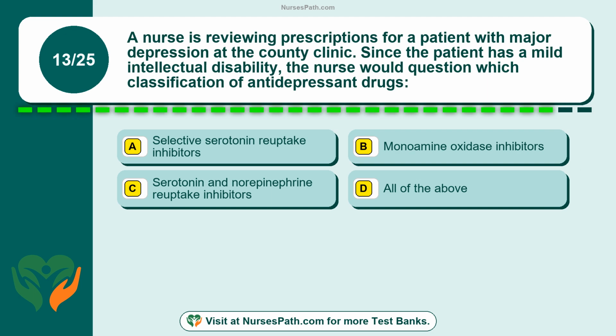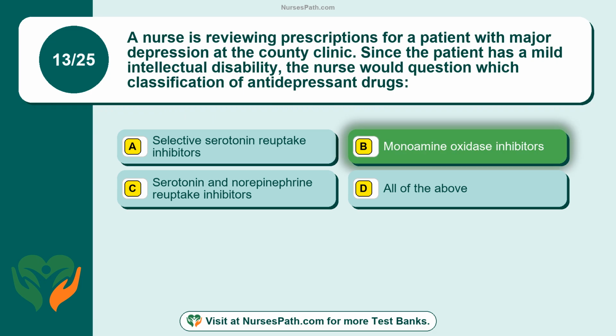Question 13. A nurse is reviewing prescriptions for a patient with major depression at the county clinic. Since the patient has a mild intellectual disability, the nurse would question which classification of antidepressant drugs? Option A. Selective serotonin reuptake inhibitors. Option B. Monoamine oxidase inhibitors. Option C. Serotonin and norepinephrine reuptake inhibitors. Option D. All of the above. The correct answer is option B.